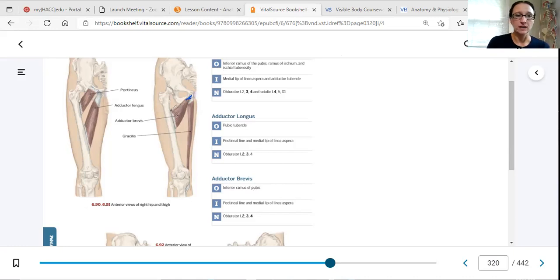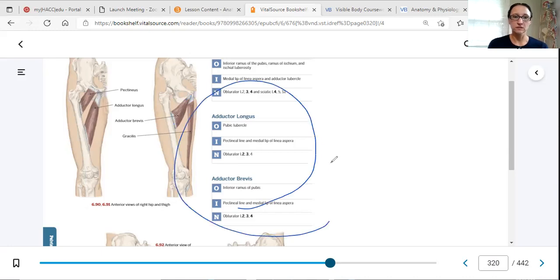Okay, so this one is more pectineal line and medial lip of the linea aspera. But that's okay. Adductor longus and brevis are right next to each other. They overlap a tiny bit. Their actions are the same. So they are synergists. They adduct the hip, medially rotate the hip, and assist to flex the hip. Good.